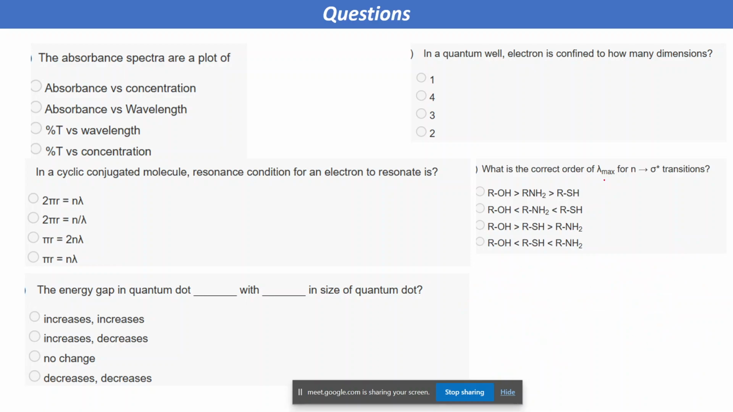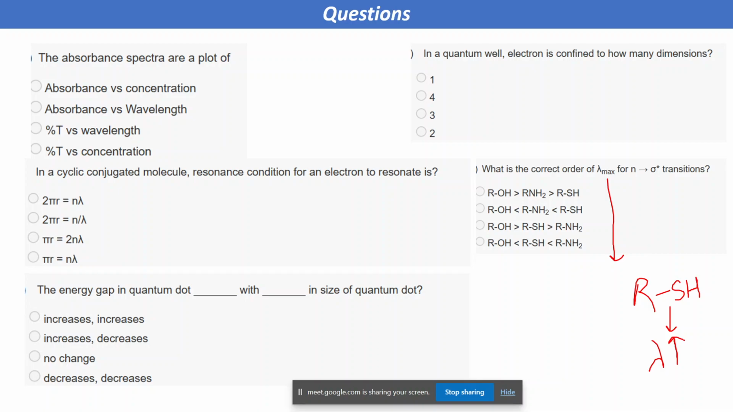So now just tell me what will be the order of lambda max for the n to sigma star transitions. So the electron is going from the non-bonding orbital to the sigma anti-bonding orbital. So what will be the answer? RSH greater than RNH2, then ROH. So why will it be RSH? Why are you seeing that for RSH the lambda max is greater?